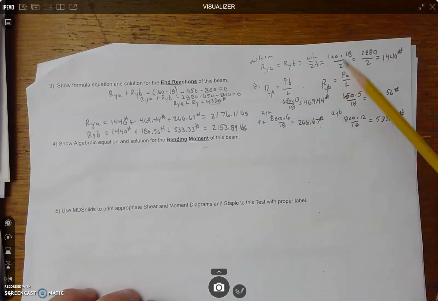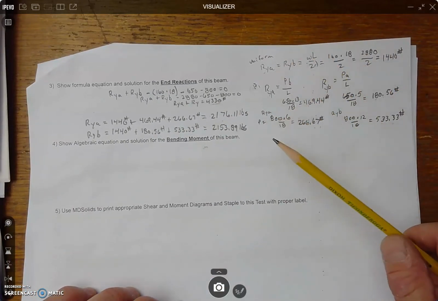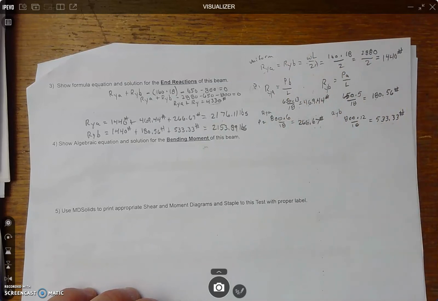So that's how you do this using formulas instead of the algebraic equation. All right, guys, I'm going to go on in the next video and talk about bending moment.